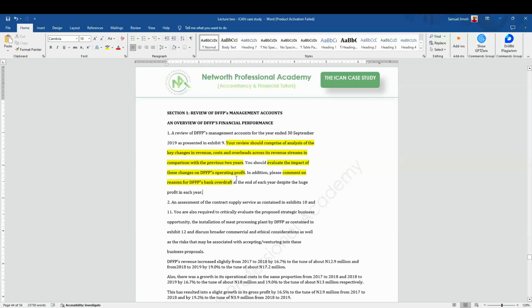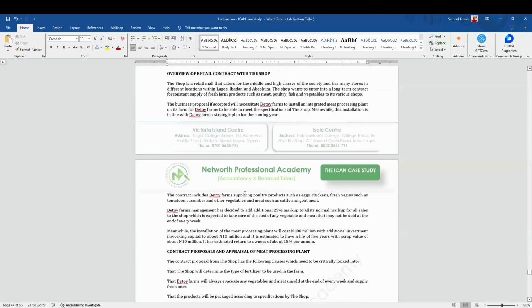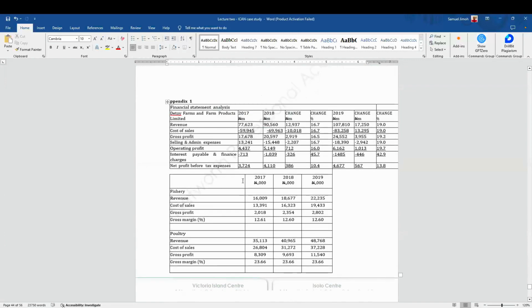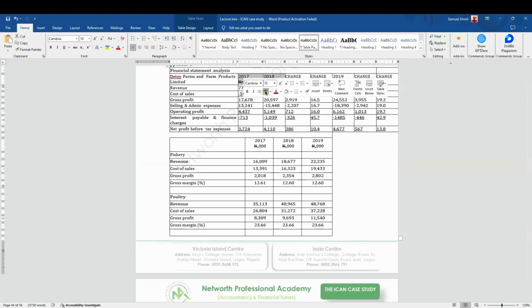So we have to prepare our appendix. Let's quickly move to the appendix. So for 2017 and 2018, this is our 2017 and 2018. We look at the absolute change and the percentage change.